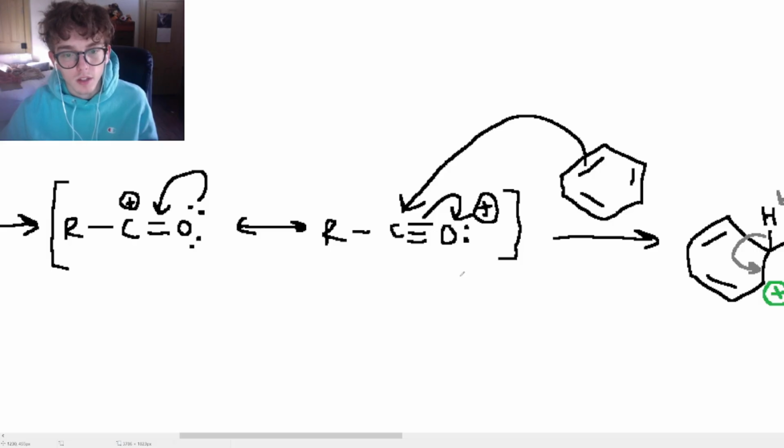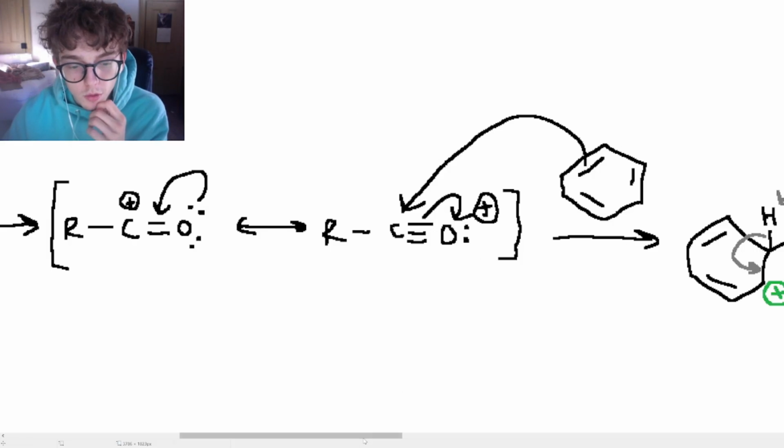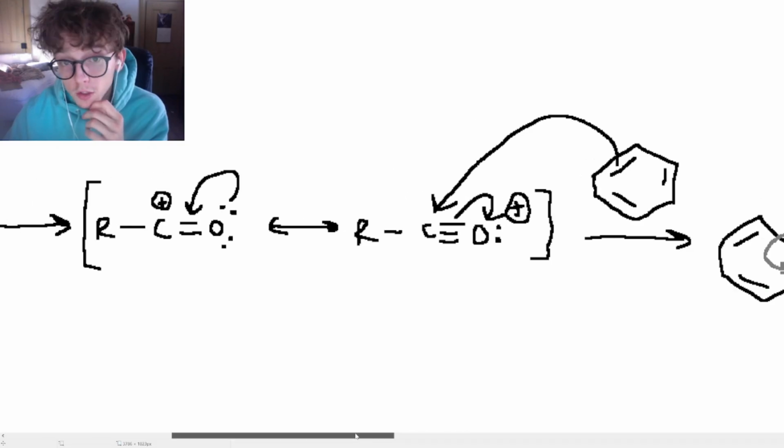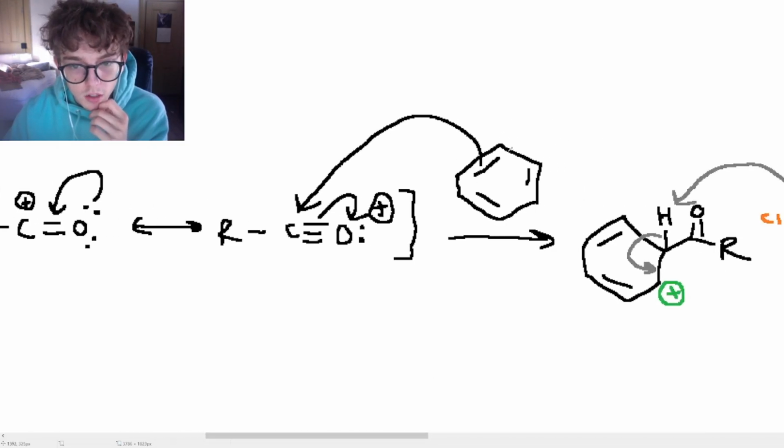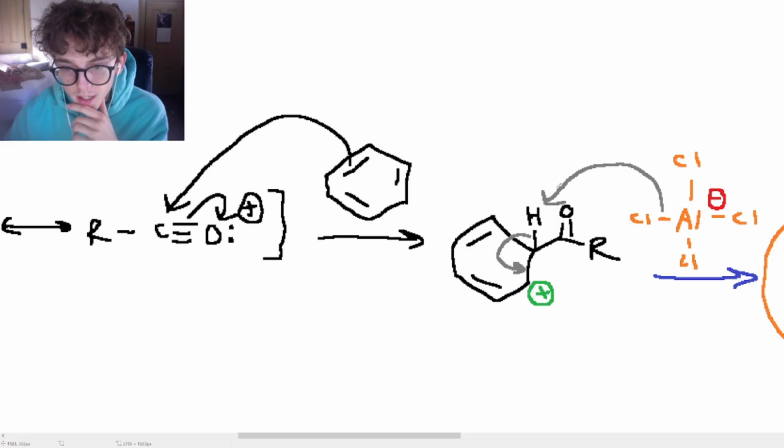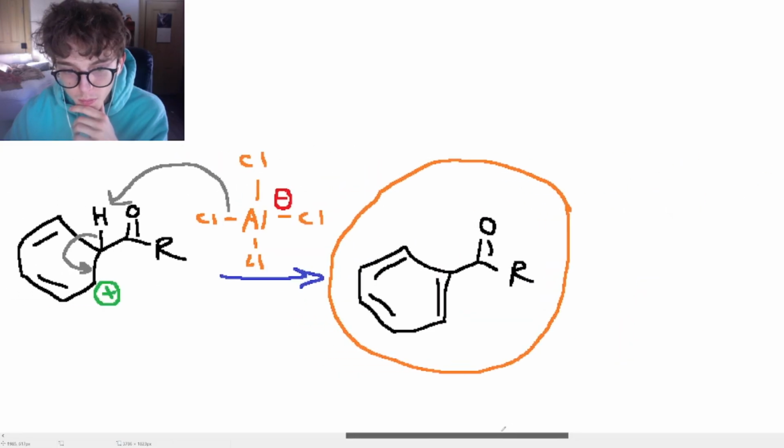Remember, more bonds, less energy. So even though it has a positive charge, it is still most favored, or the most major resonance contributor. Pi electrons from the aromatic compound reach out to that carbon and are going to attach as such. And then we get elimination, and we are left with our final product here.